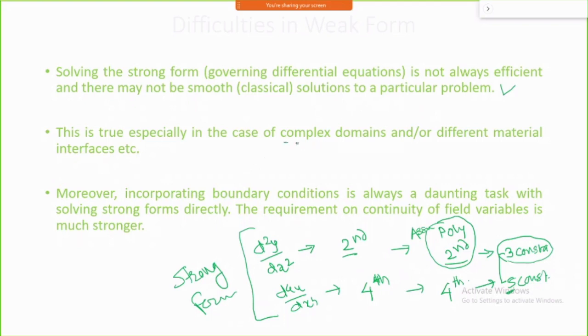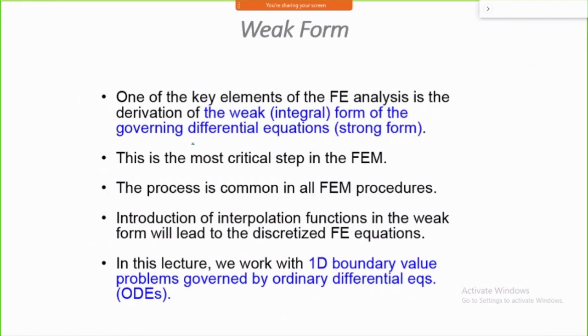But in case of complexity, it is also very difficult to take care of it. That is basically a limitation of this strong form. So what we have to do is convert that strong form into the weak form. Strong form means we are taking a higher order polynomial, and in the weak form we are taking a polynomial of lower order. That's why it is called a weak form.